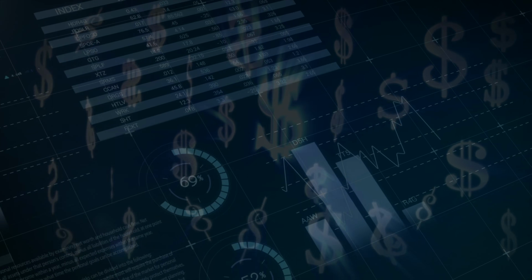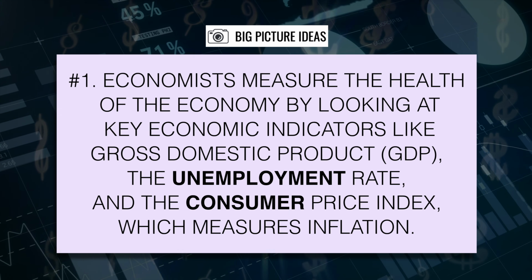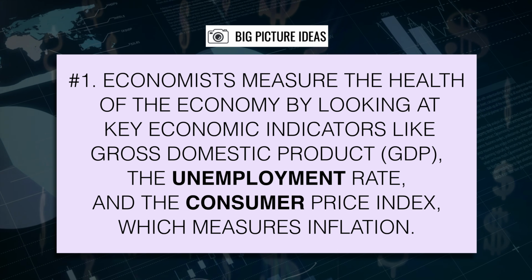Let's start with a quick overview of the 5 big picture concepts you need to know in Macroeconomics Unit 2. Number 1, economists measure the health of the economy by looking at key economic indicators like gross domestic product, the unemployment rate, and the consumer price index, which measures inflation.